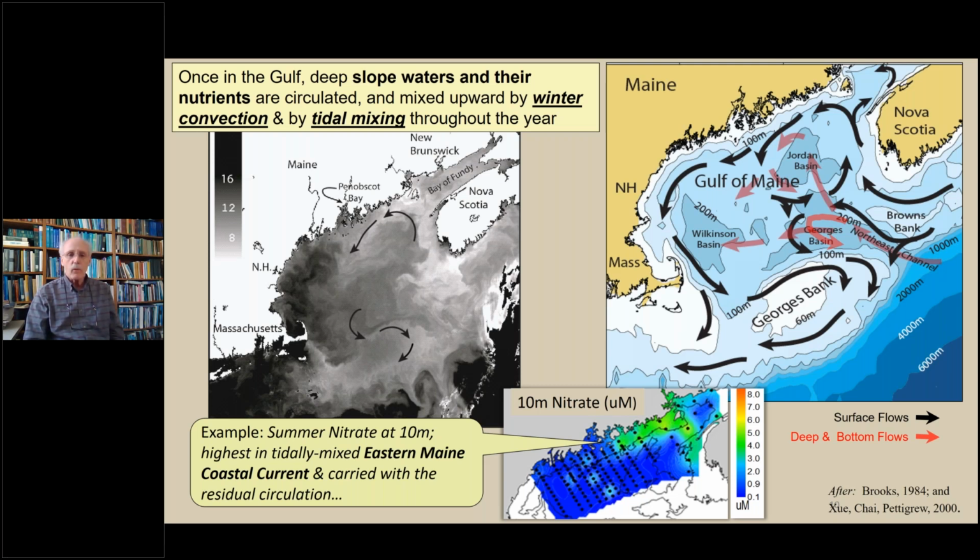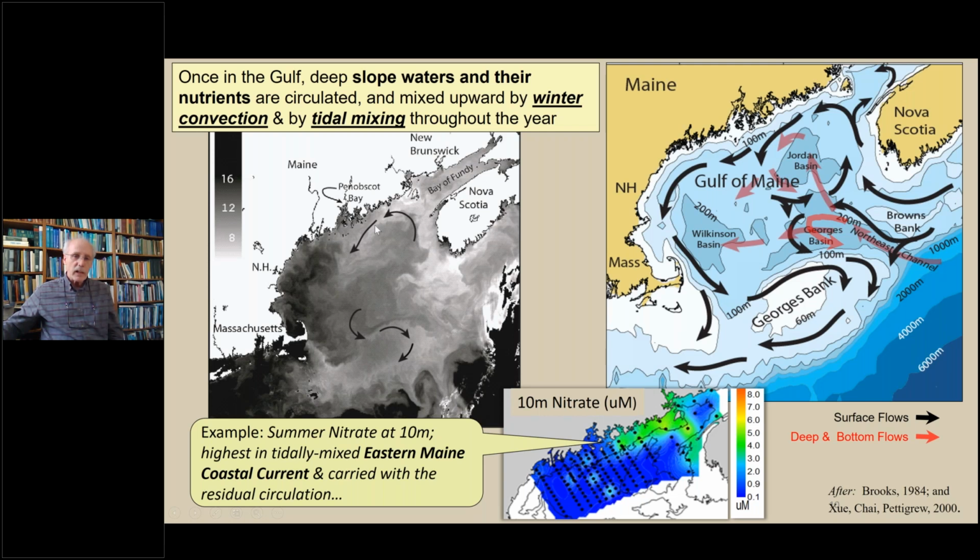Okay, once that water comes into the Gulf of Maine, along the bottom and at depth, it's mixed upward by winter convective mixing in the wintertime and by tidal mixing throughout the year. A lot of it tends to come up in the northeastern Gulf of Maine through tidal pumping that feeds the eastern Maine coastal current, where it spreads down and across the Gulf. Also, the Gulf of Maine is the source of nutrients to Georges Bank, but that's not where we're going today.